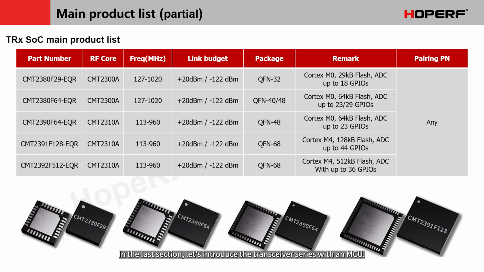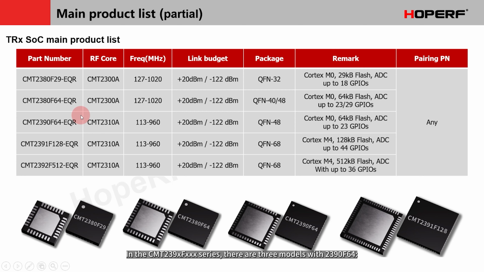In the last section, let's introduce the transceiver series with an MCU. There are two main series. One is the CMT238XFXX series. The other is the CMT239XFXXX series. The CMT238XFXX series has two main models. One is CMT2380F29 EQR. The other is CMT2380F64 EQR.